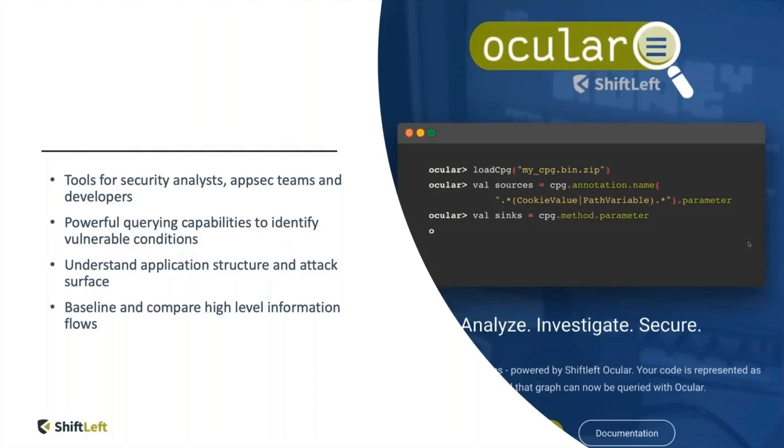This is the point at which Ocular was born. Ocular is an interactive query interface that helps us query this intelligent unified graph that we've created at ShiftLeft. This is a tool that can make the work of a security analyst or an AppSec team or developers very effective and efficient because it provides powerful querying capabilities to identify vulnerable conditions. But prior to understanding vulnerable conditions, we need to understand the structure of the application.